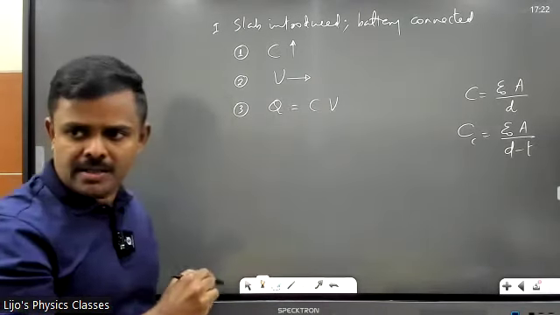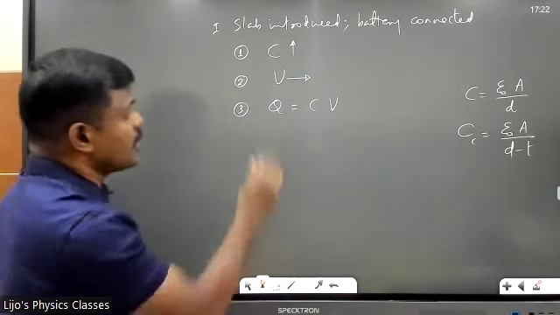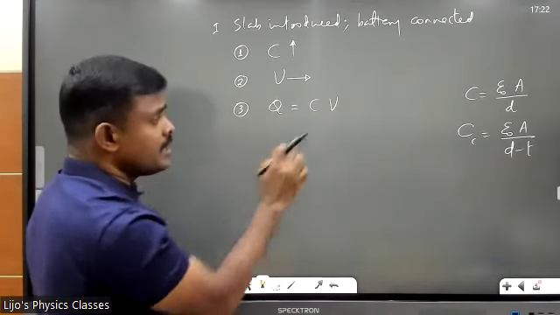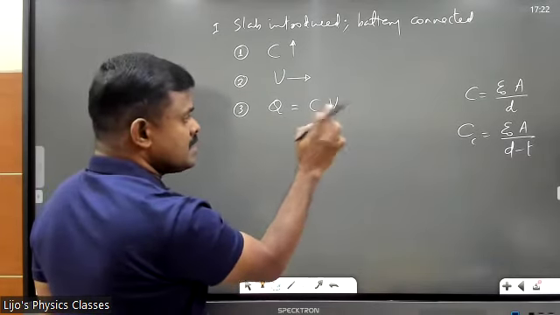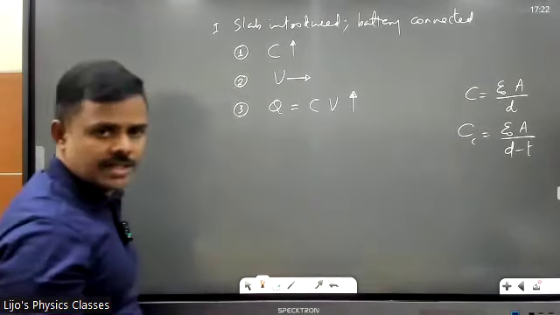Do you remember that equation? Charge is given by C into V. We learned this many times, right? Now look at this V. V is a constant. What's happening to C? C increases. V is constant, C increases, so automatically charge also increases.